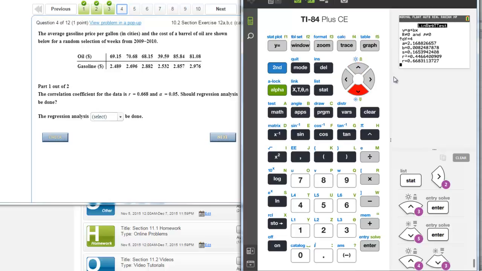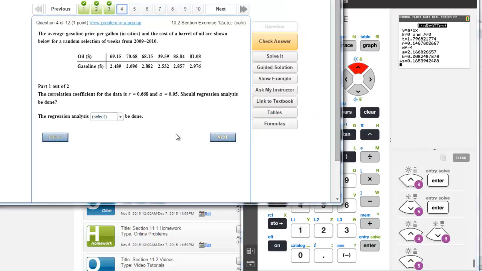If we go down some more here, we'll see that R is 0.668, which would indicate a positive relationship, but not a particularly strong positive relationship. So to answer this question then, we would say that the regression analysis should not be done.